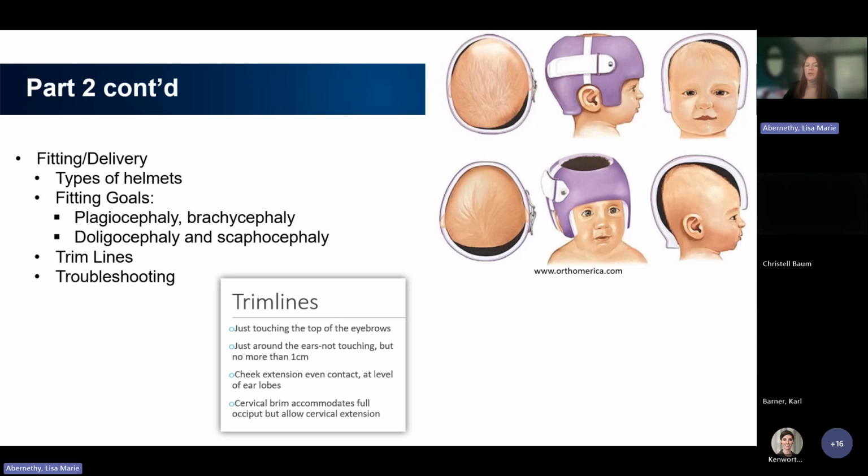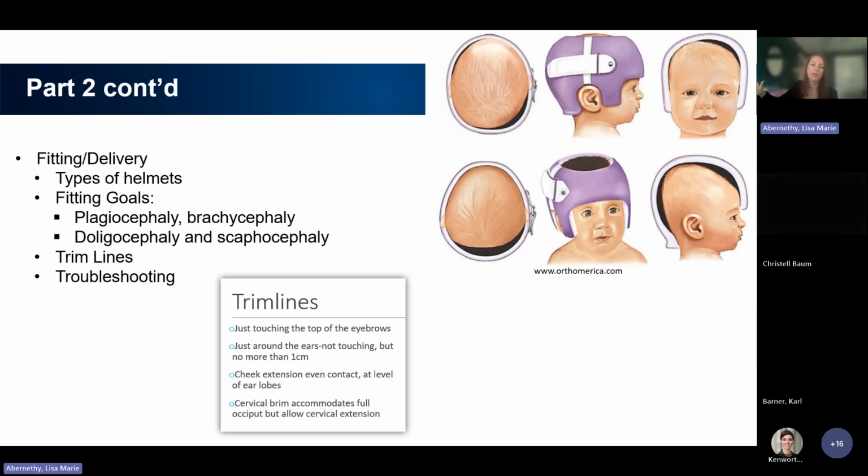For part two, when we get into like the fitting of the helmet, the delivery, we really dig into the different types of helmets that are available. I'm going to show you a little bit more on that in a second, but we get into fitting goals. So you can see in the picture here, this one's from North America, but it's a nice demonstration of where the gaps have to be for different head shapes. So we really go into that for all of the positional head shapes.